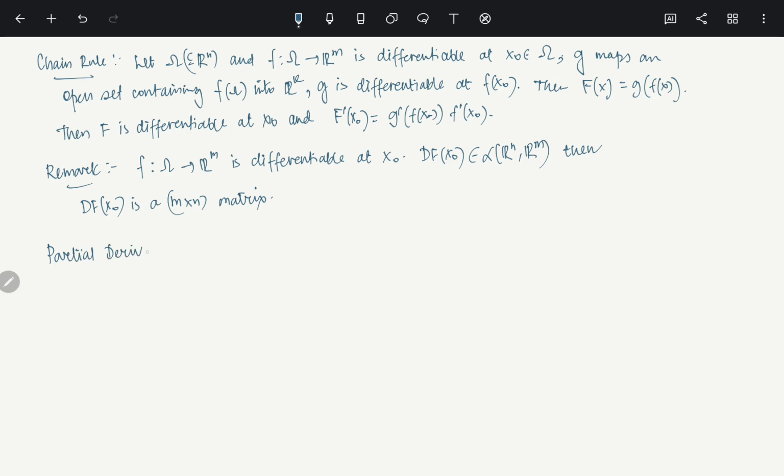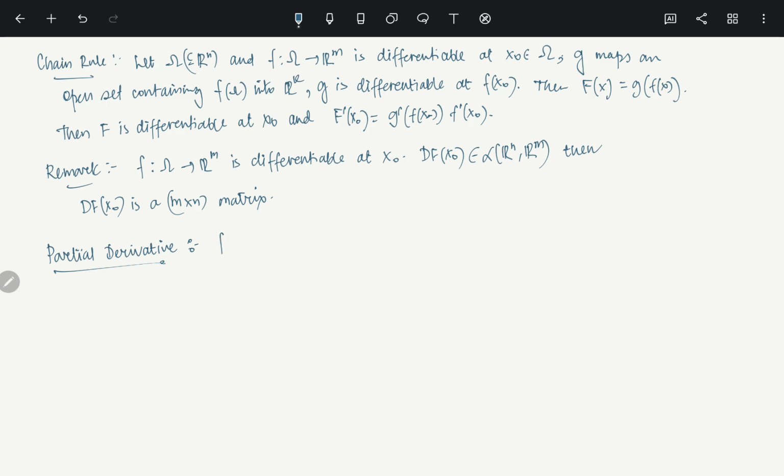And please remember this, I am skipping a lot of ideas here, since it is assumed that you already know this. Okay, so what about partial derivative? Essentially what we are doing is looking at the derivative in a particular direction, right? Not in any arbitrary direction, but the unit directions. Okay, so what we have is this.